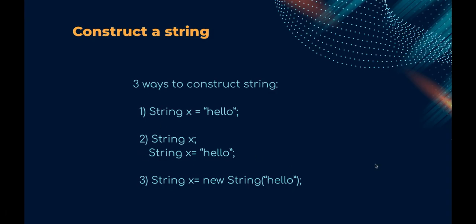And then for 3, this is making an object, and you can tell when you're making an object because there's the new keyword. So just like the other 2 ways, that one will also work, except this one's creating an object.